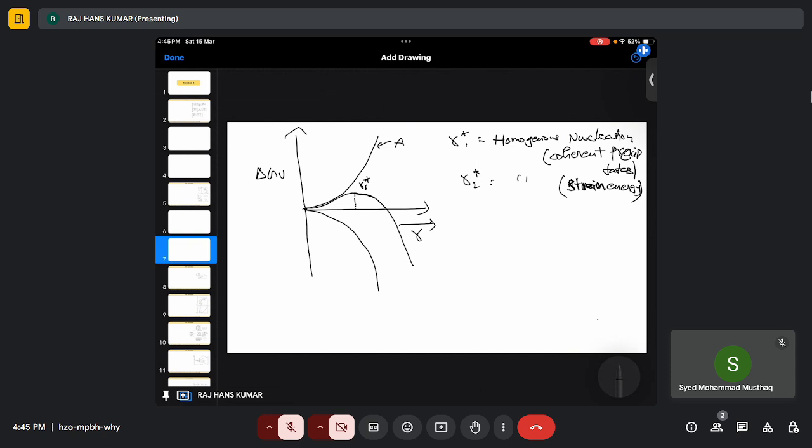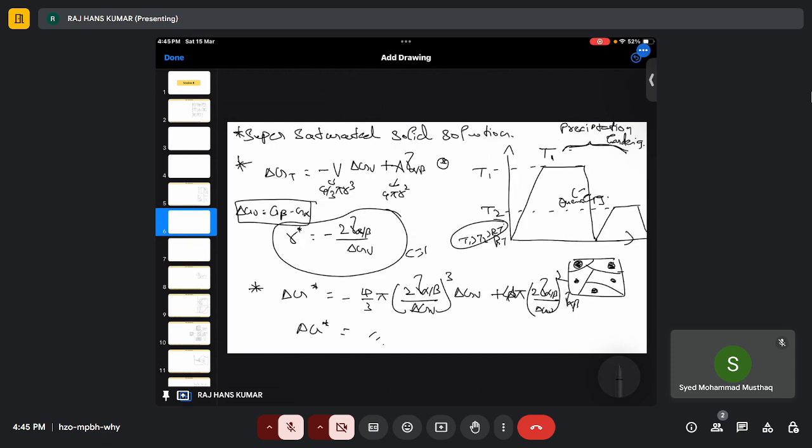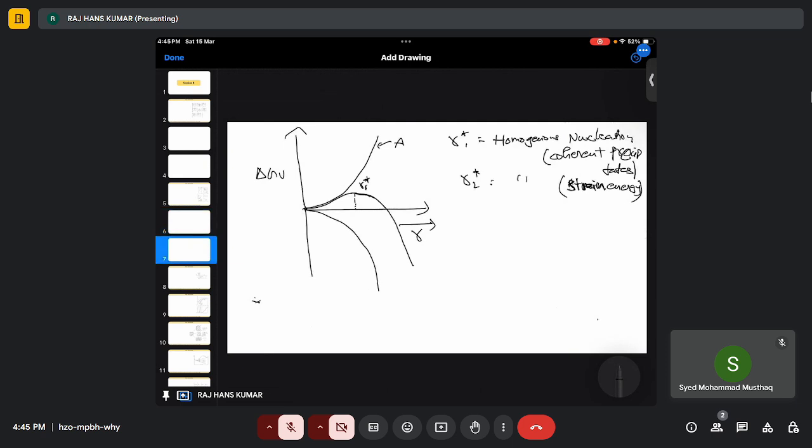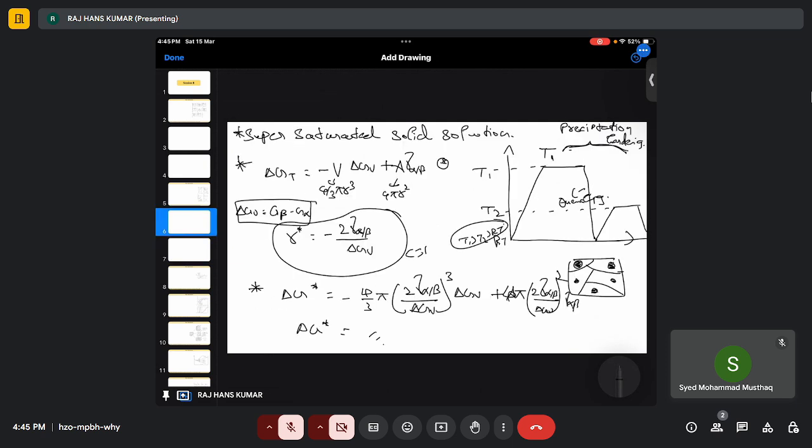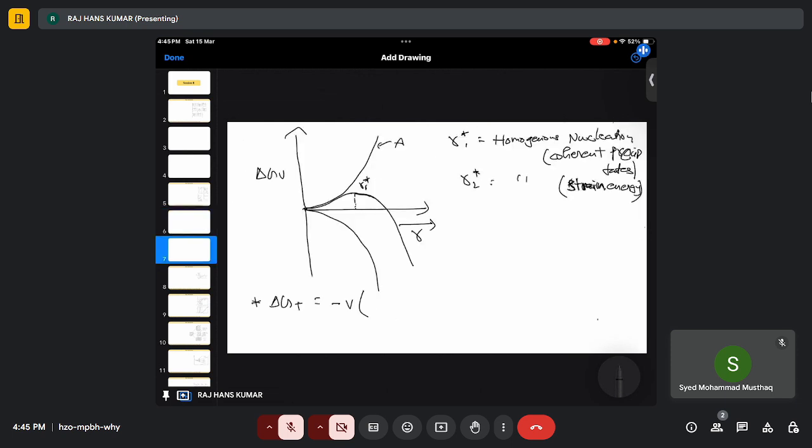What will happen if we have a strain energy? The relation will look like this. Delta G total will be equal to minus V delta GV minus delta GS. Some of that energy is going to accommodate for the strain at the interface. That is why we are removing some of the energy from the delta GV. And again, as usual, you will have the surface term.